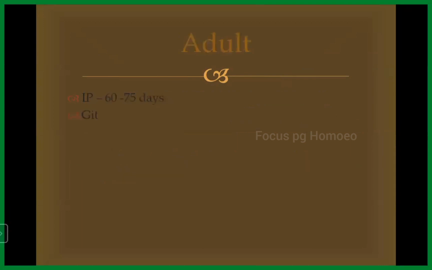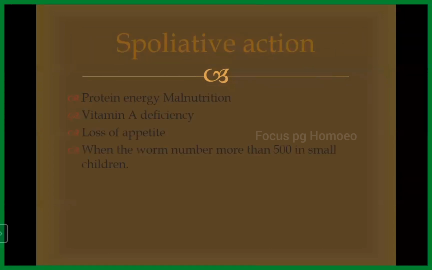Next one is the adult. The incubation period is about 16 to 75 days. Mainly the infection is seen in the GIT. In larvae, the infection is seen in the lungs, and in the adult worm, the infection is seen in the GIT, in which the spoliative action is seen when the worm number is more than 500. In small children, the spoliative action is seen.